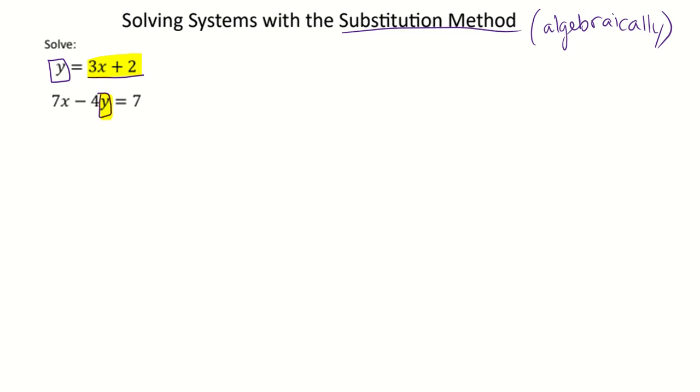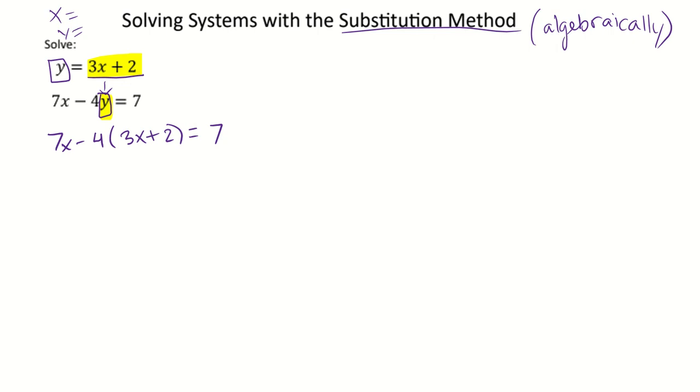So you want to check your equations. If one of them has x equals or y equals, the substitution method could be the one you want to use. Okay, so for this example, you're going to substitute 3x plus 2 into that y, and now you're going to have 7x minus 4 parentheses 3x plus 2 equals 7.